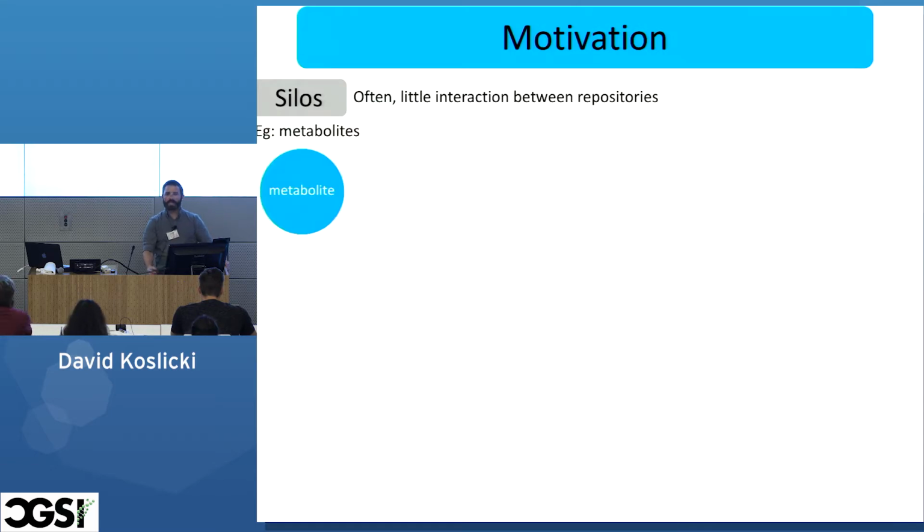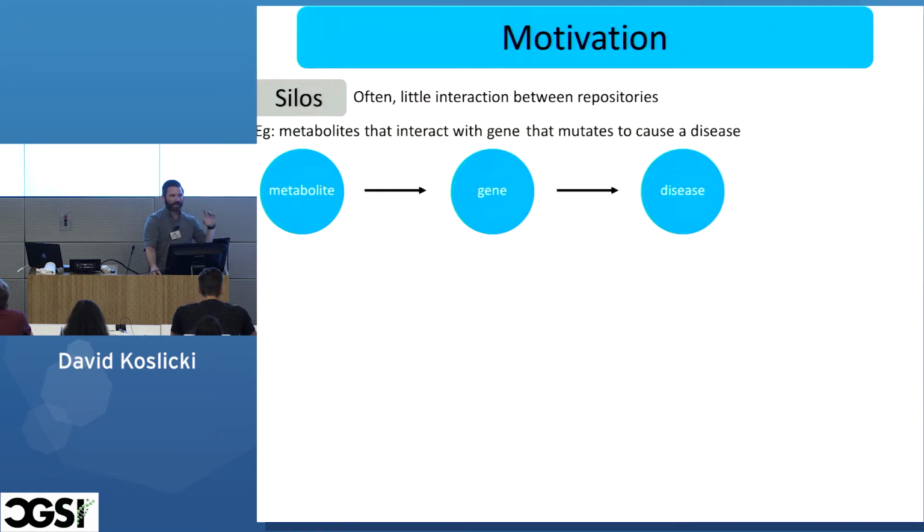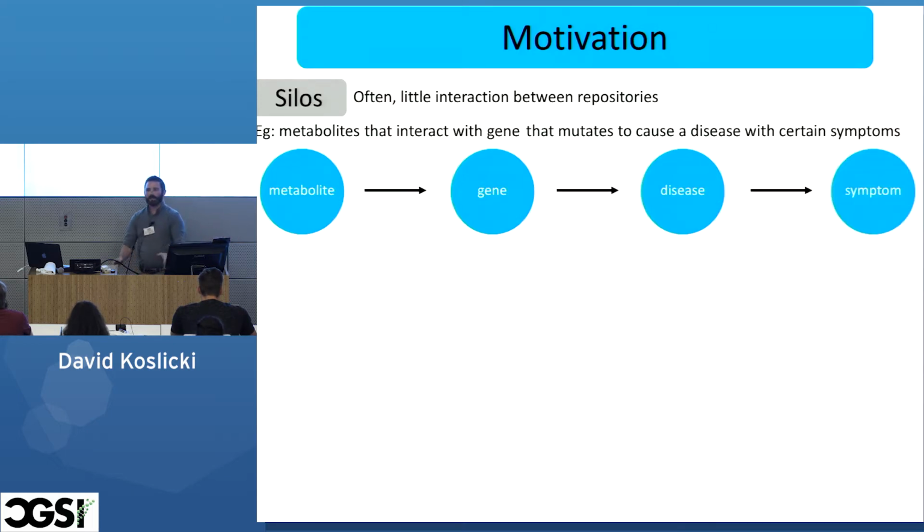But for example, let's say that you have a simple kind of question. You want to ask what metabolites interact with a gene in which a mutation causes a disease that has a certain symptom or phenotype of interest. So a perfectly reasonable kind of question. I don't know, I just came up with it off the top of my head. But in any case, you can see that we have a bunch of different compounds that you would need to access.